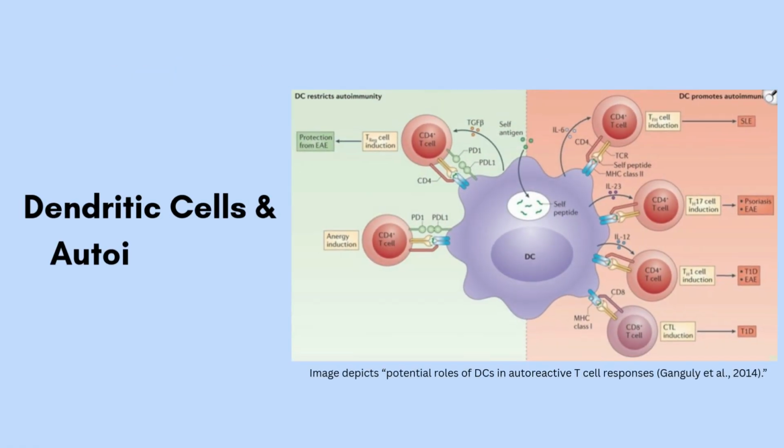In autoimmune diseases, dendritic cells lose their normal tolerance-promoting function. They present self-antigens with stronger activation signals, which activates autoreactive T cells instead of keeping them inactive. Overactive dendritic cells also produce inflammatory cytokines that amplify the immune response and sustain chronic inflammation. This breakdown in regulation allows dendritic cells to help initiate and maintain autoimmune attacks.